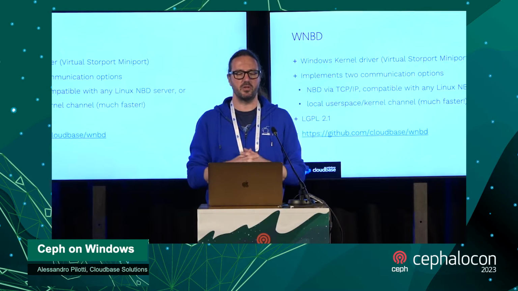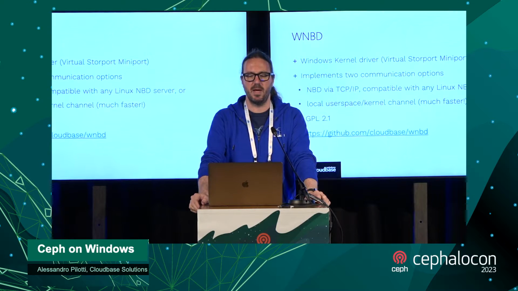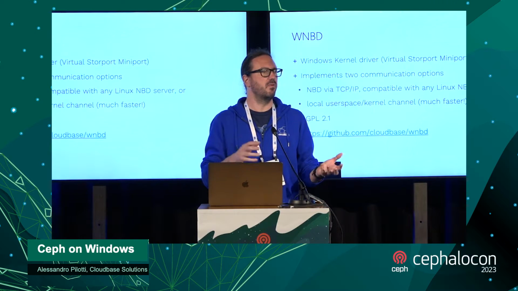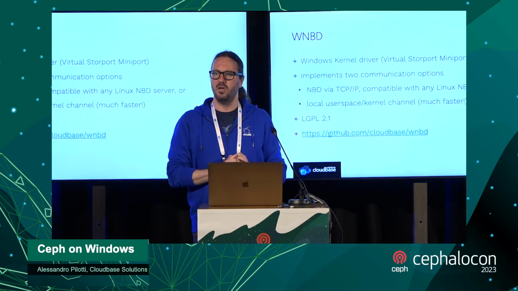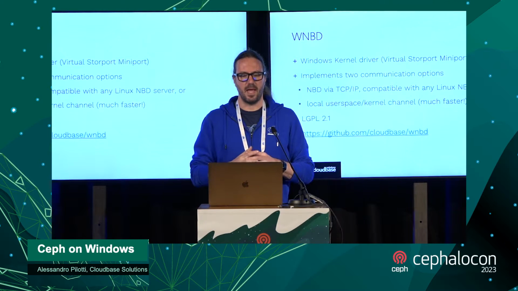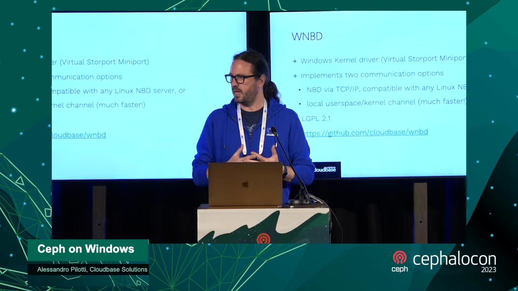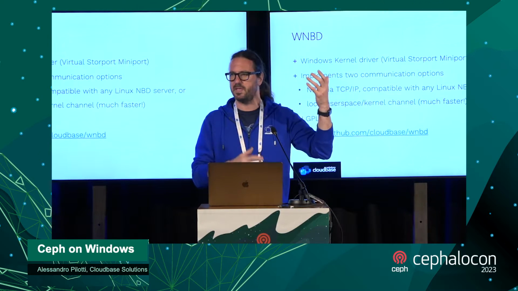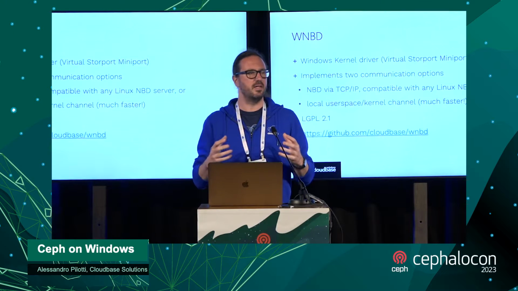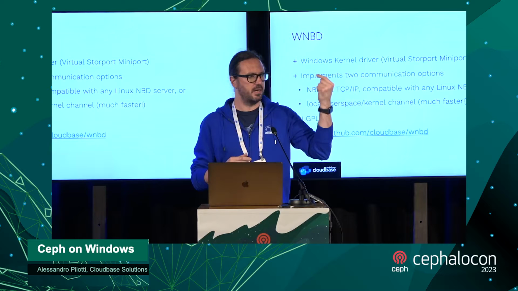It implements basically two communications options. One, the one we started with, was the traditional NBD with TCP/IP, useful not only for Ceph, but also for anything that might use NBD. Subsequently, we replaced it with a local user space to kernel channel, which is much faster. So we avoid running TCP/IP commands between user space and kernel, and we have a dedicated channel that helps us perform as fast as we can in communicating between these two layers.